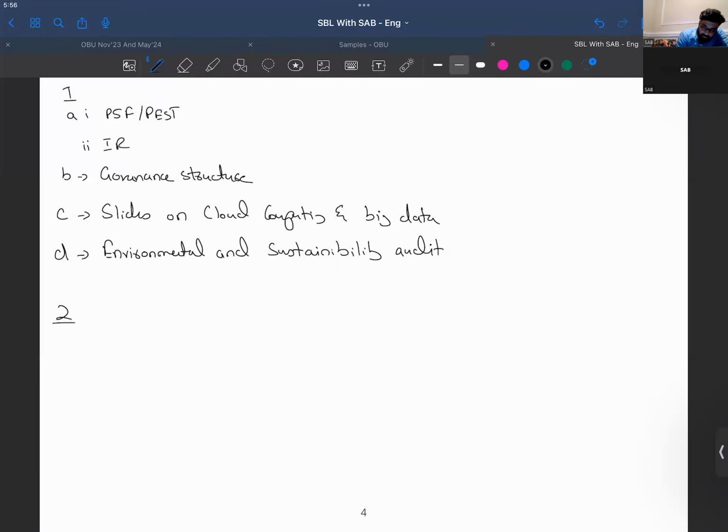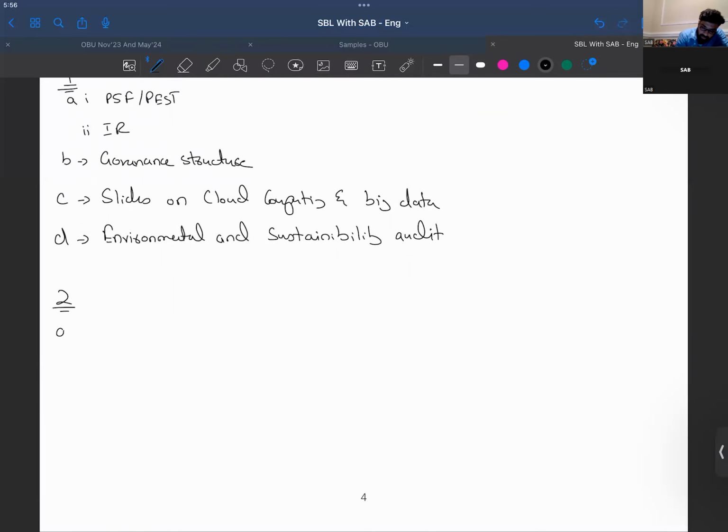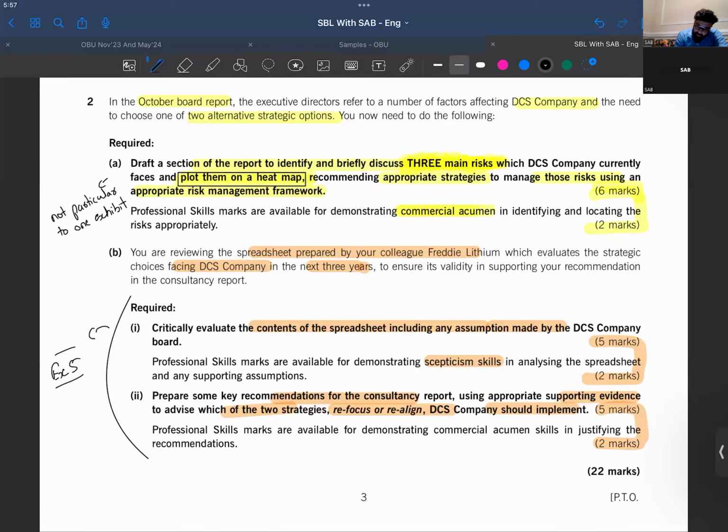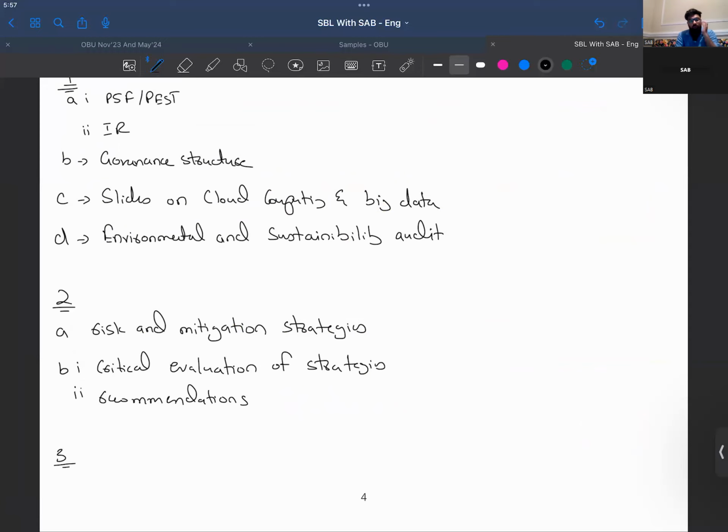Right? Then the second requirement is risk and their mitigation strategies, right? So 2A is risk and mitigation strategies. B is going to be part 1 and part 2, which are kind of the same. You need to critically evaluate the strategies and then give recommendations, right? That's also been given to you.